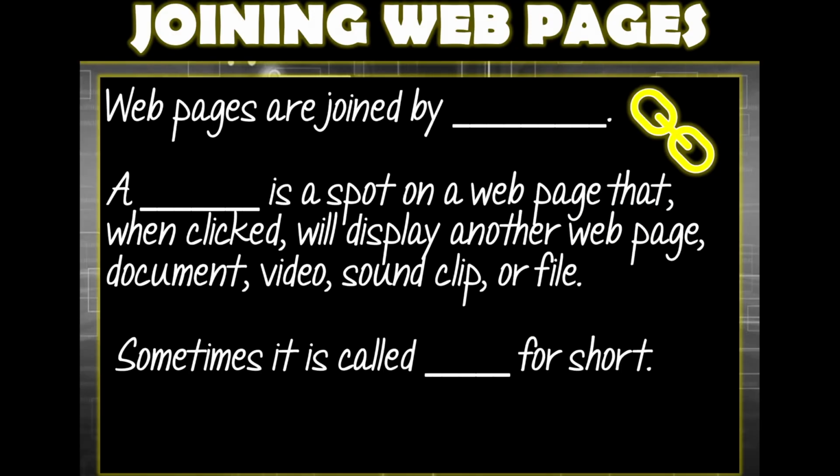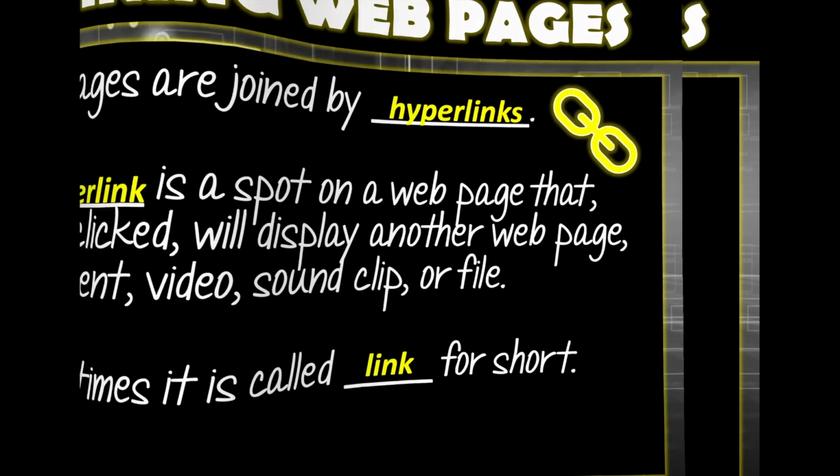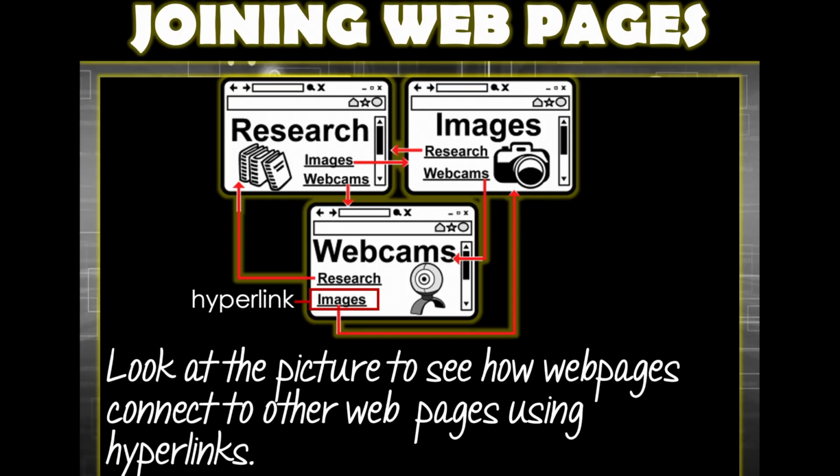Web pages are joined together by hyperlinks. A hyperlink is a spot on a web page that when clicked will display another web page, document, video, sound clip, or file. Sometimes it's called link for short. Look at the pictures to see how web pages connect to other web pages using hyperlinks. Notice that the hyperlink here for images is underlined. If you click on that hyperlink, it will take you to the web page for images. If you wanted to look at the webcams, you would click on the hyperlink for webcams and it takes you to the web page for webcams.